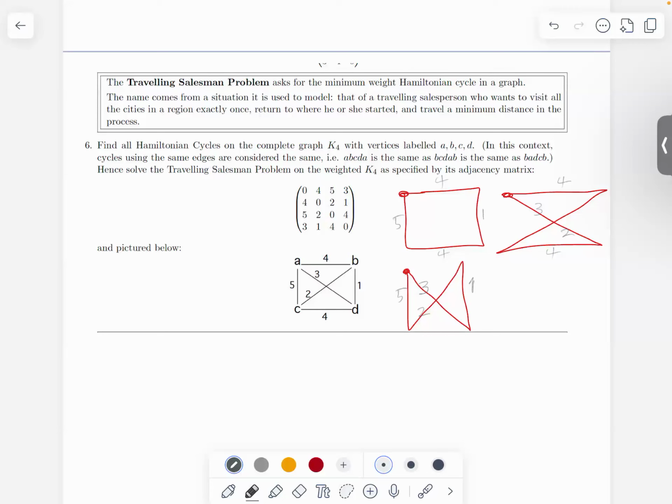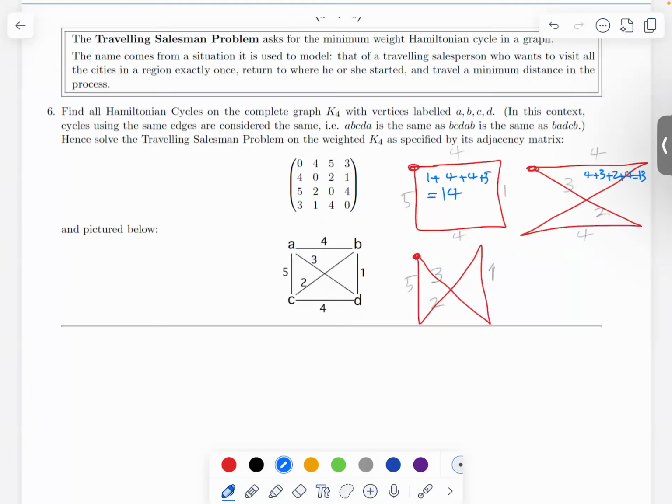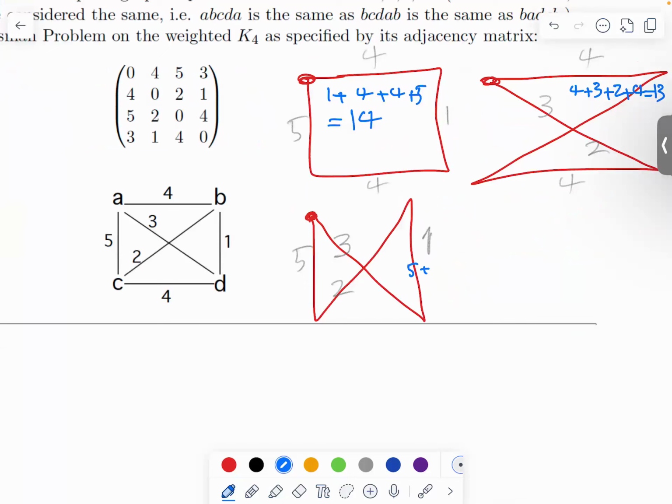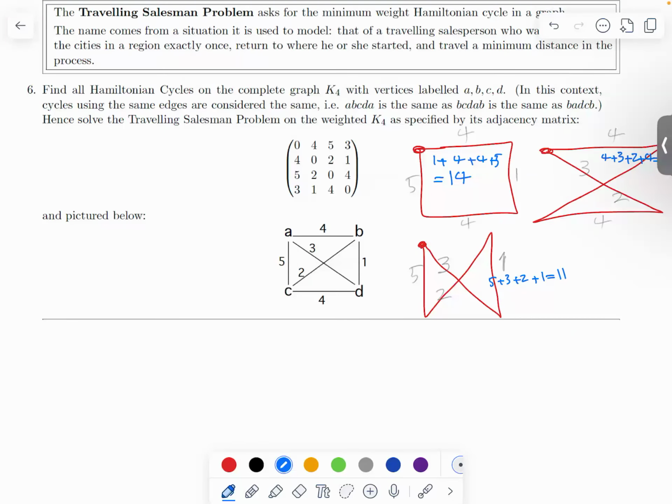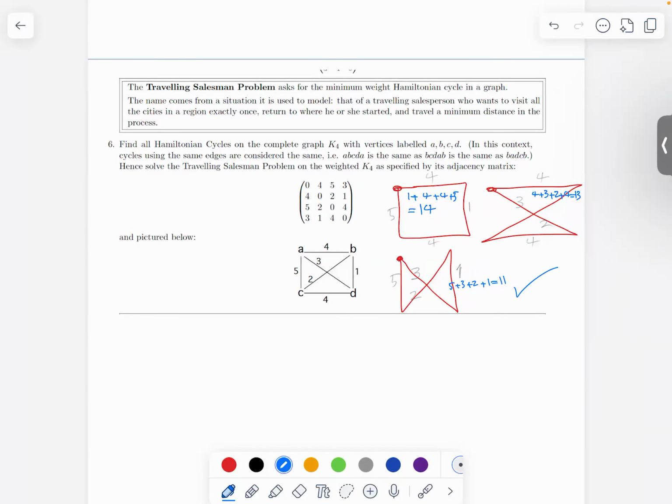All right, let's write the summation of the weights. 1 plus 4 plus 4 plus 5 is 14. What about this one? 4 plus 3 plus 2 is 9, plus 4 is 13. What about this one? 5 plus 3 plus 2 plus 1 is equal to 11. So the efficient Hamiltonian cycle is this one.